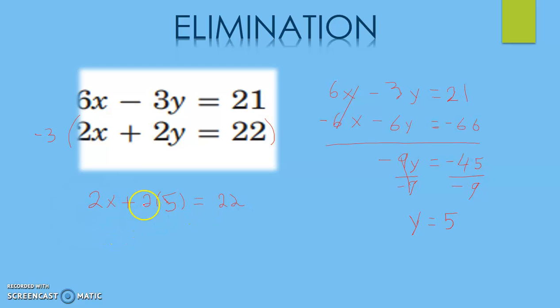Okay, so 2 times 5 is 10. We have 2x plus 10 is equal to 22. Subtract 10 from both sides. And we have 2x is equal to 12. Lastly, divide both sides by 2.